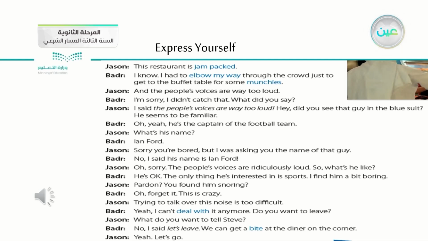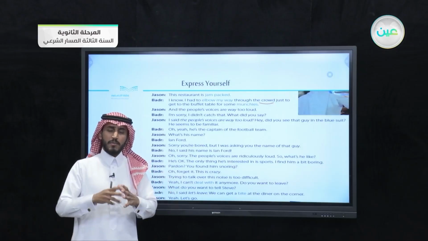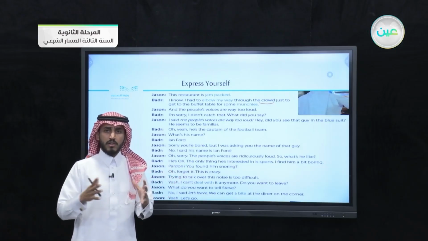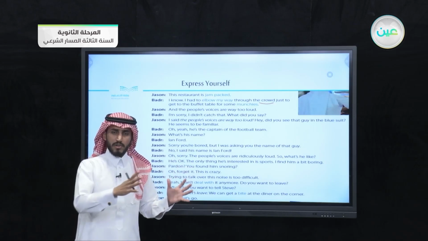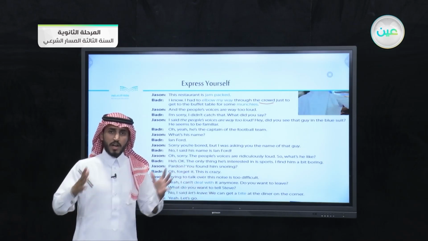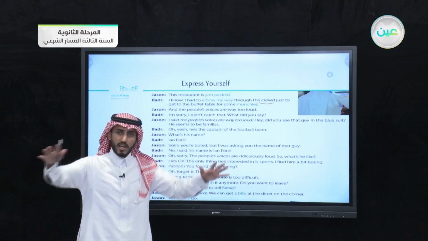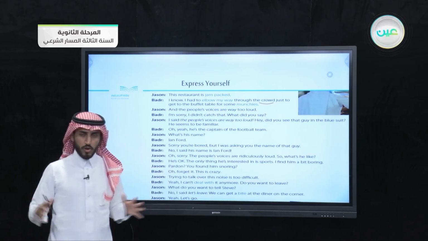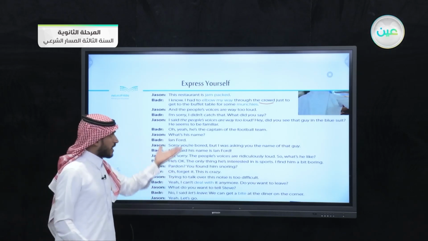Okay, now let's start with the word crowd in the second line. The word crowd means that we're talking about a lot of people who are gathering in one place. When a lot of people are gathering in one place, this is called a crowd. Okay, a group of people, this is called a crowd.